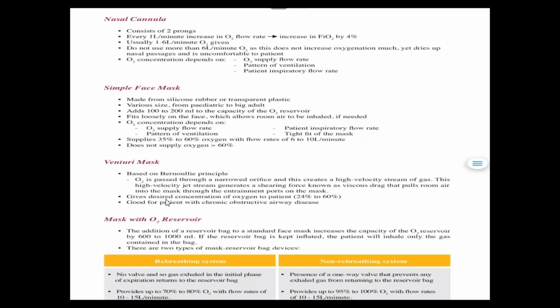Venturi mask gives the desired concentration of oxygen to the patient. This is accurate. That's why the advantage of the Venturi mask is that it is good for patients with chronic obstructive airway diseases like COPD and everything. You don't want to give them 100% oxygen in a COPD, right? So you can control it.